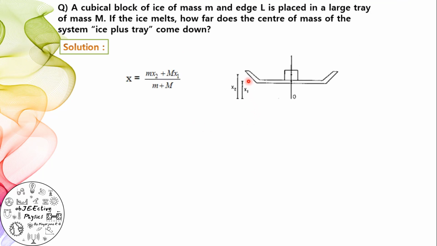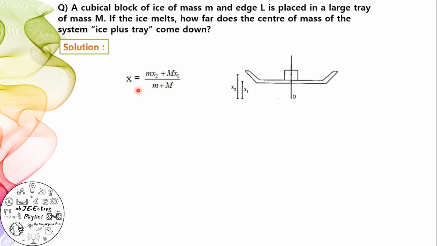Let us assume that, as per the question, a tray of large surface, of mass capital M, and in the tray an ice cube of side capital L is placed. In the diagram, let us assume that a point O is at the origin. Then x1 is the distance of the center of mass of the tray from the origin, and x2 is the distance of the center of mass of the ice cube from the origin initially.